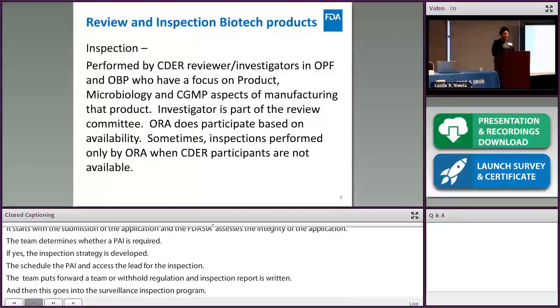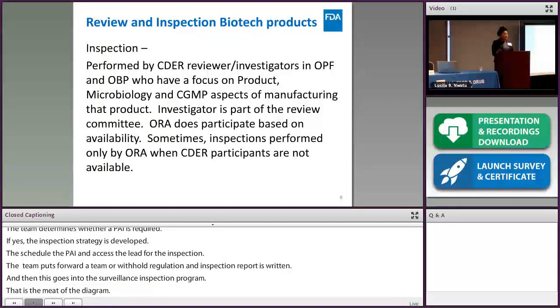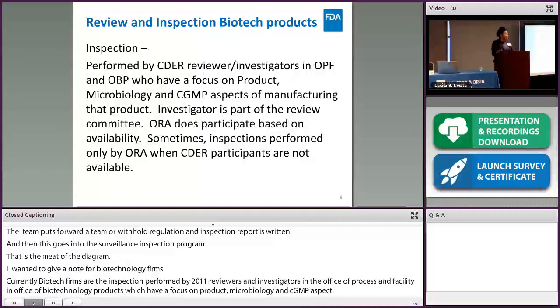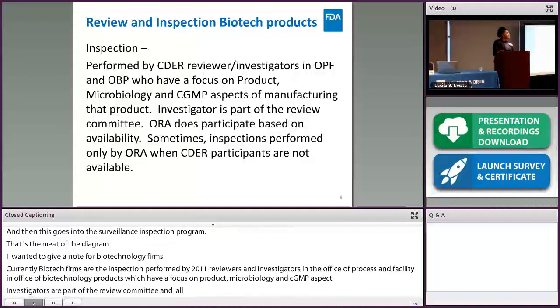I wanted to give a note for biotechnology firms. Currently, for biotech firms, the inspections are performed by CDER reviewers and investigators at the Office of Process and Facilities and the Office of Biotechnology Products, which have a focus on product, microbiology, and cGMP aspects of manufacturing for that product. Investigators are part of the review committee, and REdI does participate, but it's based on availability. Normally, REdI investigators will follow up with the surveillance of biotech firms. But the initial inspection, normally, CDER leads.